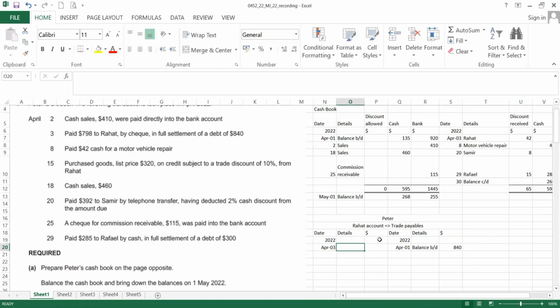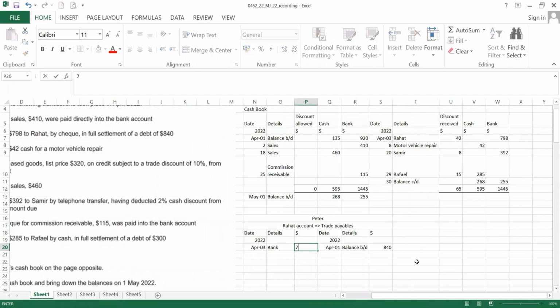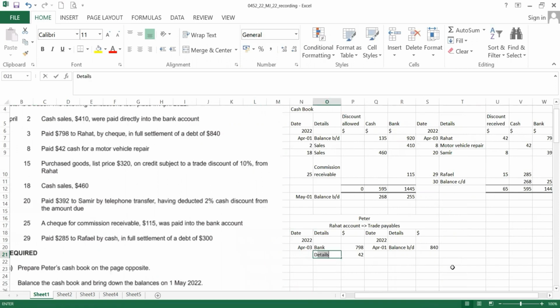Put in the bank amount. The bank amount for it is 798. And then 42 is a discount received. So this is what we have. And then after that, on the 15th we got the purchases, but purchases only take the net amount, which is 320 times 90%, the net amount for the purchases.